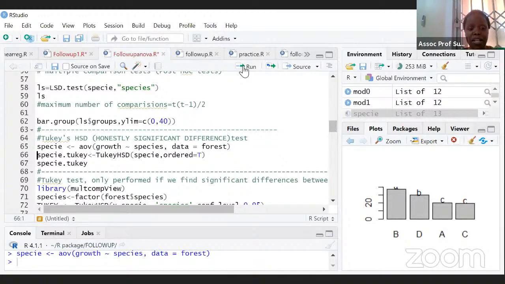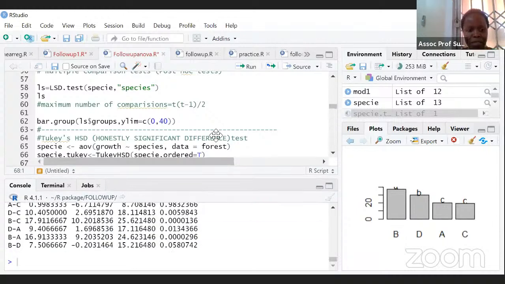And then I'm running species.turkey is the object, not the function, and TukeyHSD is the function that's going to give you the Tukey test. So when I run that, and then I run the object species.turkey, I get the result. So let's look at the result quickly and see how different they are, but the same things.